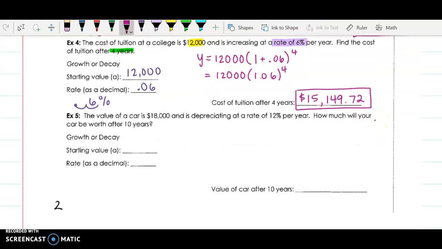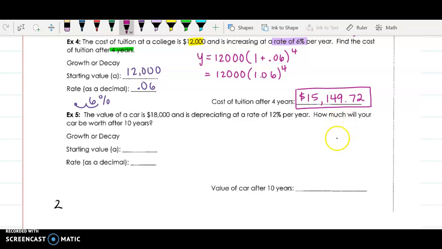Let's try one more on this page. The value of a car is $18,000. So that's our initial value, $18,000. And it is depreciating. Depreciating means that the value is going down, and the rate that the value is going down is 12% per year. So we'll convert that to our decimal, so 12% is 0.12. How much will the car be worth after 10 years? So 10 years is our time.